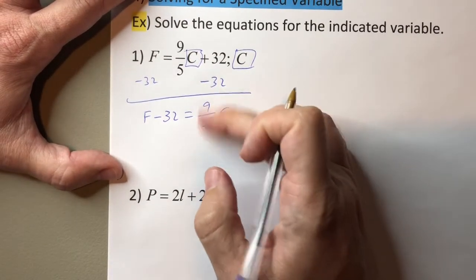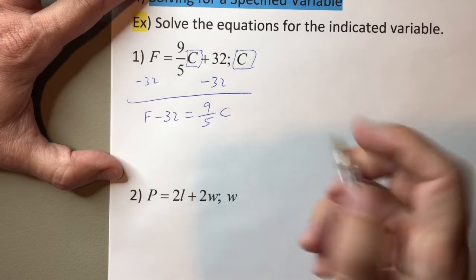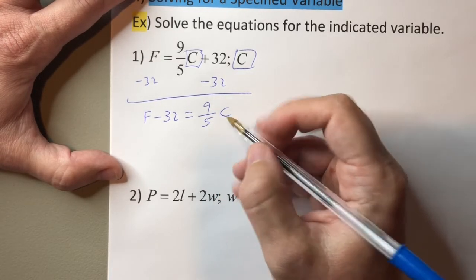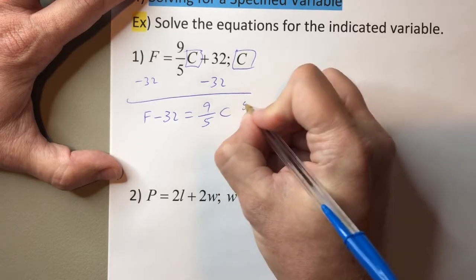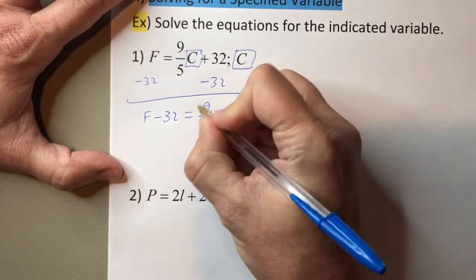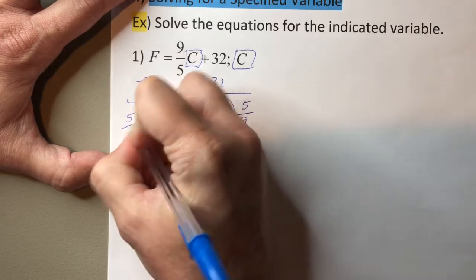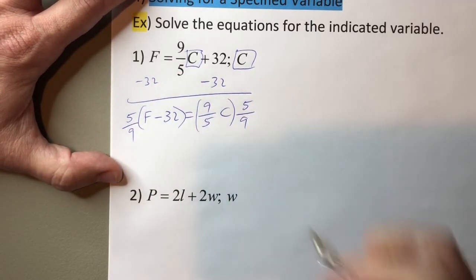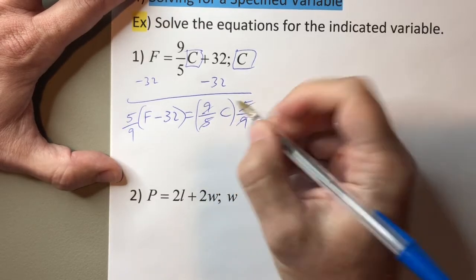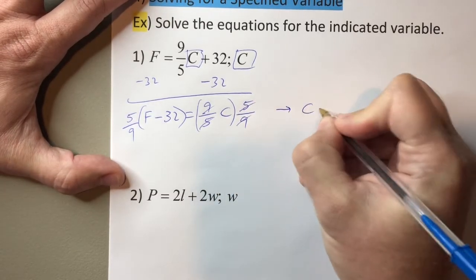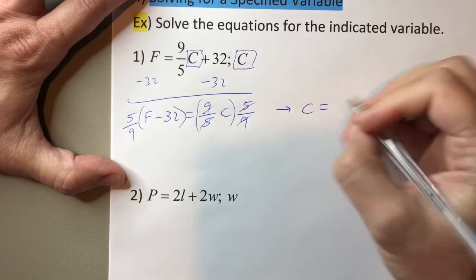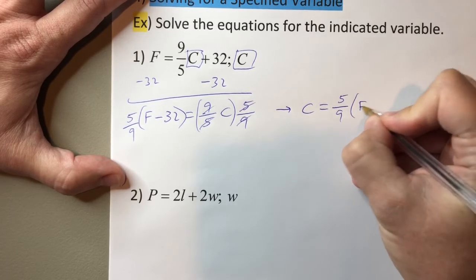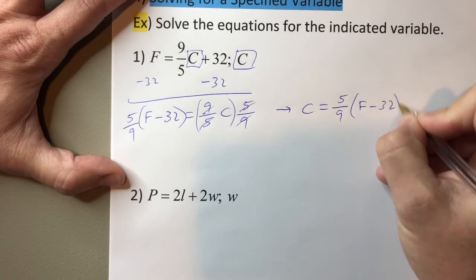And now we got to get rid of the coefficient in front of C. We got to get rid of the 9/5. And how do we get rid of this fraction? Well, you get rid of it by multiplying by its reciprocal, right? So we're going to multiply both sides of this equation by 5/9. On the right, everything cancels except for C. And you could leave it just like that. So C equals, therefore, 5/9 times the quantity of F minus 32.